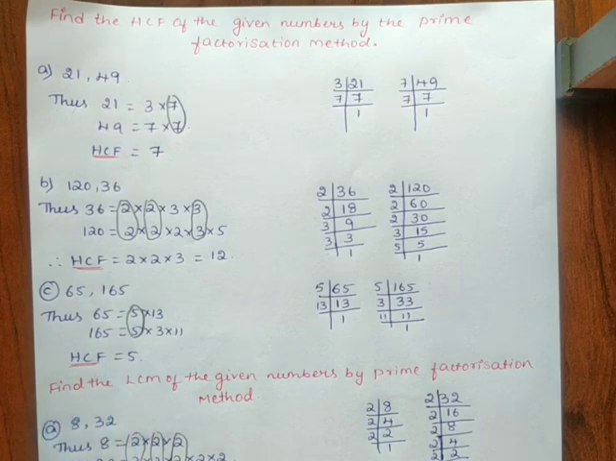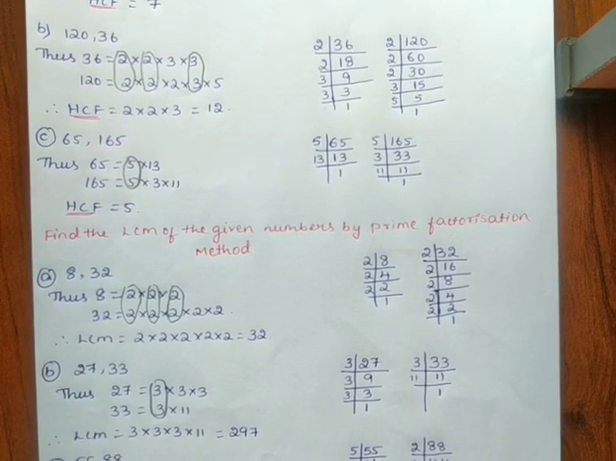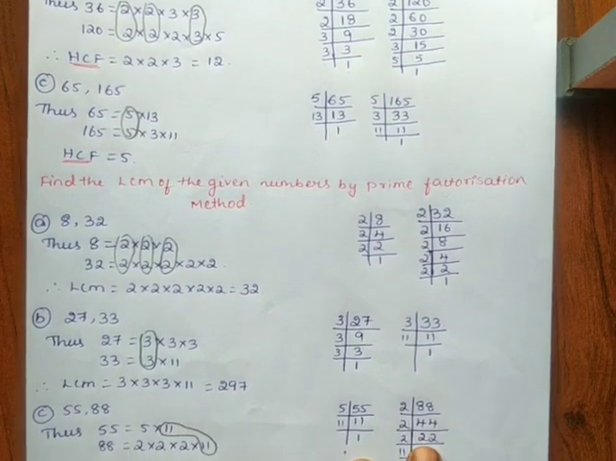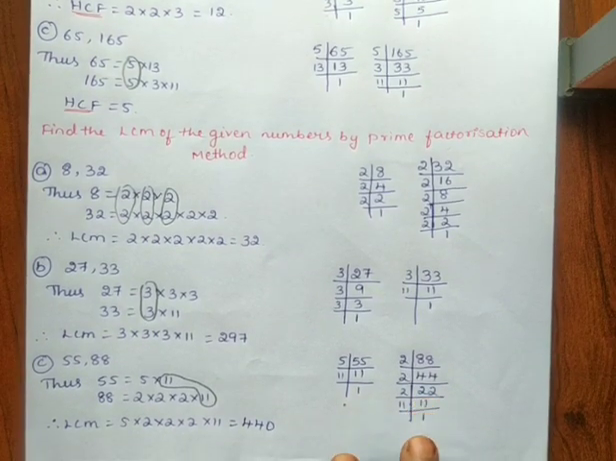Now we got, children, how to find out the HCF of the given numbers by using the prime factorization method. Next we will see how to find the LCM of the given numbers by the prime factorization method. This is also similar, but here it is the LCM, not the HCF. Okay, first sum 8, 32.